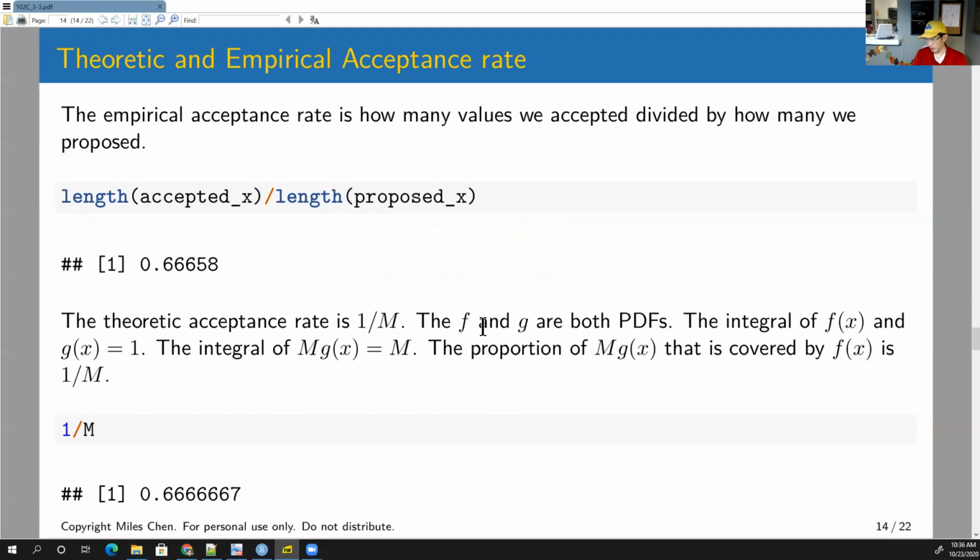F and g are both PDFs, which means the integral of f and the integral of g are both equal to 1. The integral of m times g of x is going to equal m, right? So if g integrates to 1, the integral of m times that is m. And so the portion of all the proposed values, this proposal region, that is covered by f of x is going to be 1 over m. So the theoretic acceptance rate is going to be 1 over m, which in our case is 2/3.